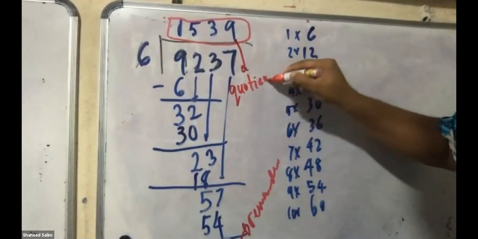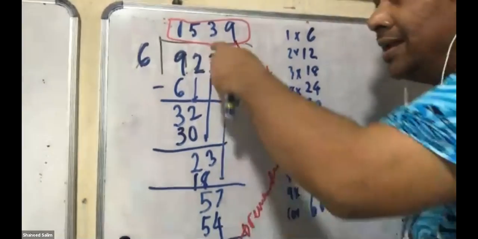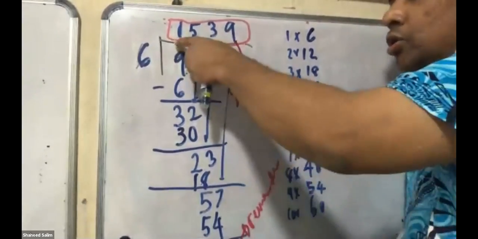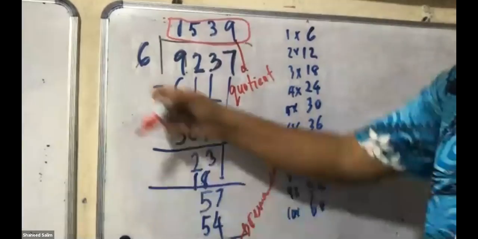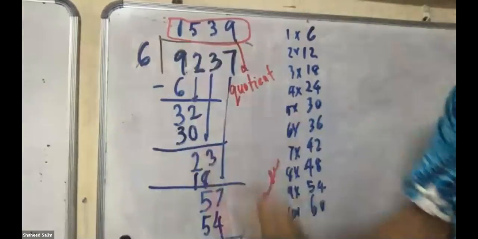Quotient. Because sometimes the question asks you, what is the quotient? So the quotient is this. What's the remainder? Remainder. All right. This is the factor. You divide by down here.